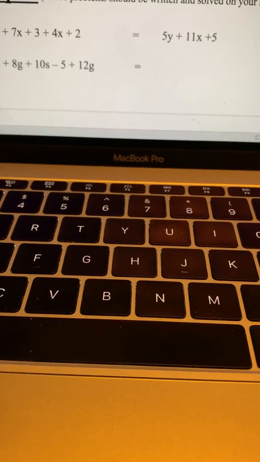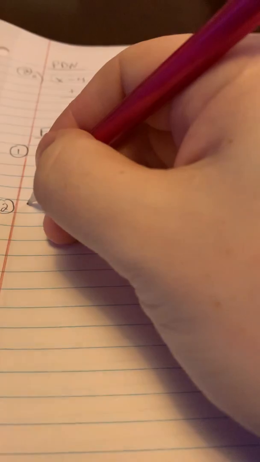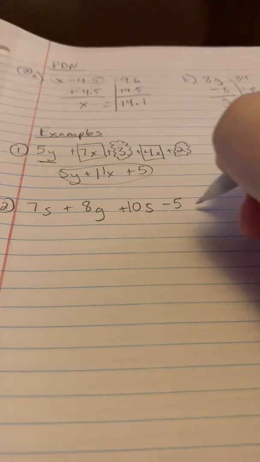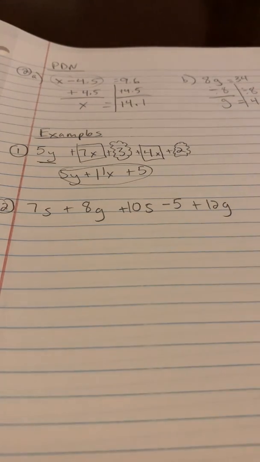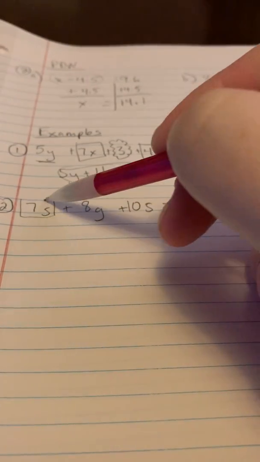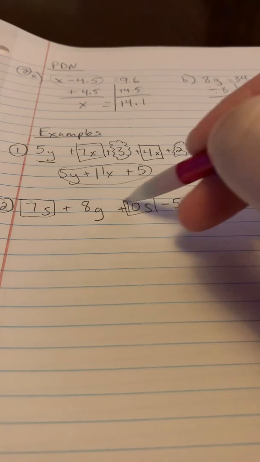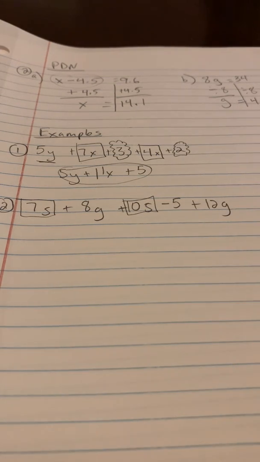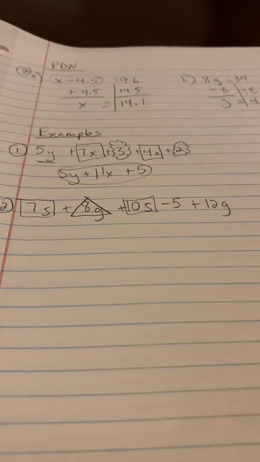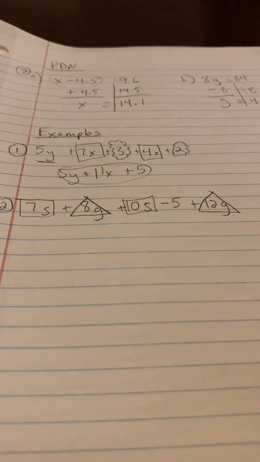Okay, I'm now copying down number 2. Number 2 says 7s plus 8g plus 10s minus 5 plus 12g. Okay, I'm going to start with my s's. I see that I have a 7s, draw a box around it, and I have a 10s, draw a box around it. Okay, any other sets of like terms? I see the g's. This is 8g and 12g. And then the minus 5 is just going to have to stay alone because there is no like term.